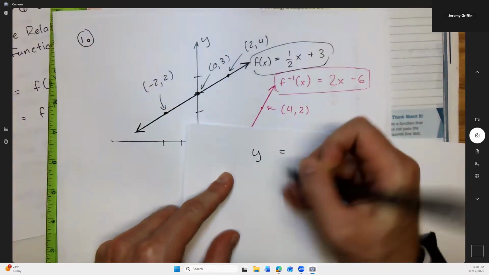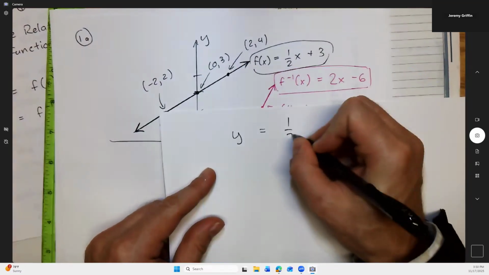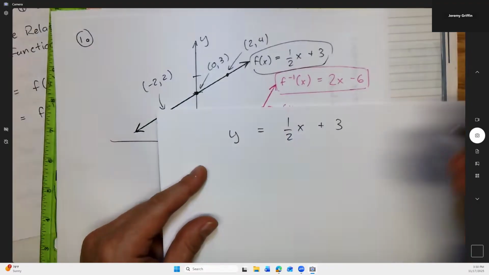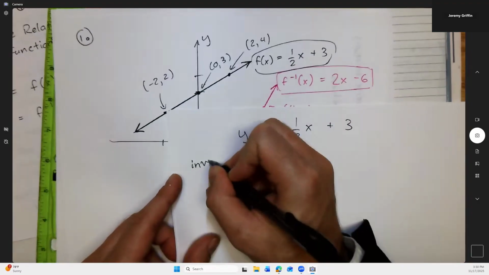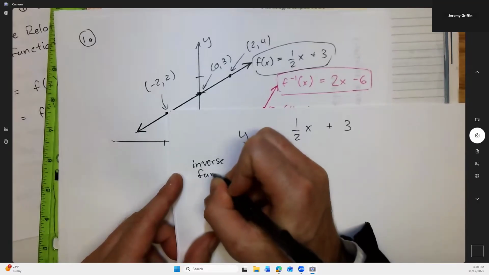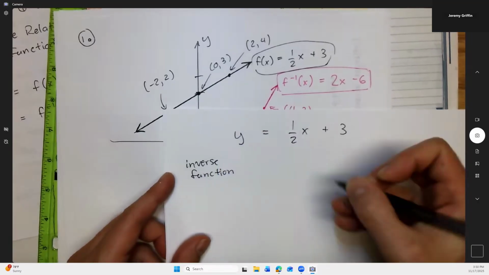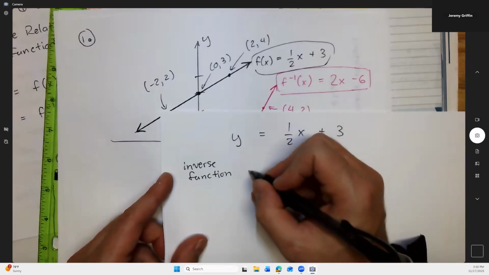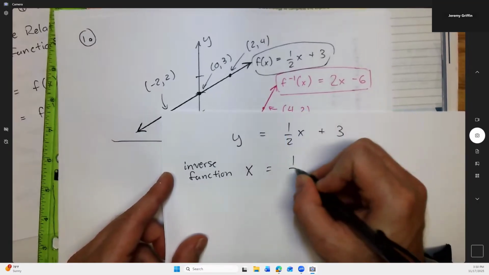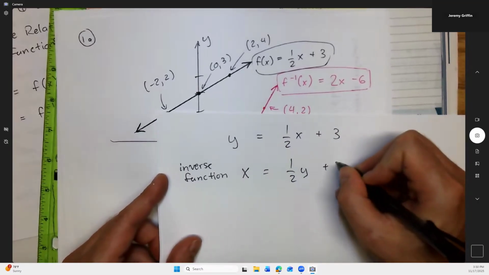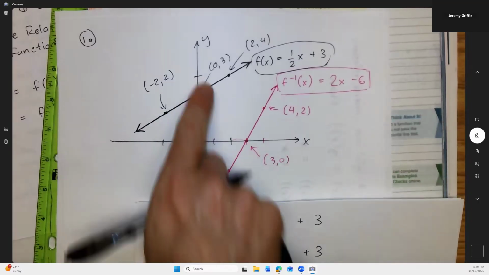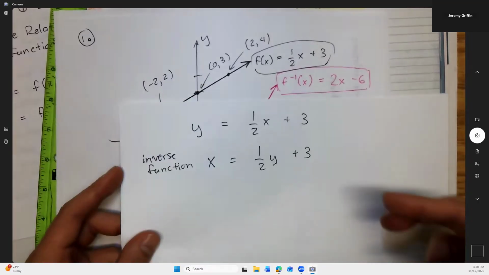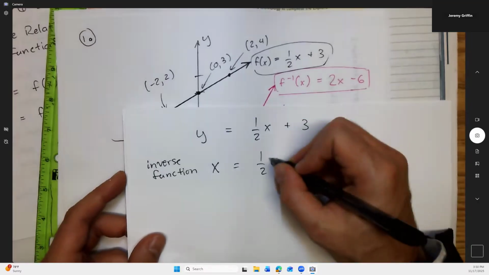What if I do y equals, instead of x, I'll call it y, then 1 half x plus 3. So a good way to take an inverse, inverse function or relation, but this will be a function, is just to swap the x and y. So where the y goes, put x, and where the x goes, put y. That's all I did with the coordinates, isn't it? 0, 3 became 3, 0, and so on. I just swapped the x and the y. So now solve for the new y.